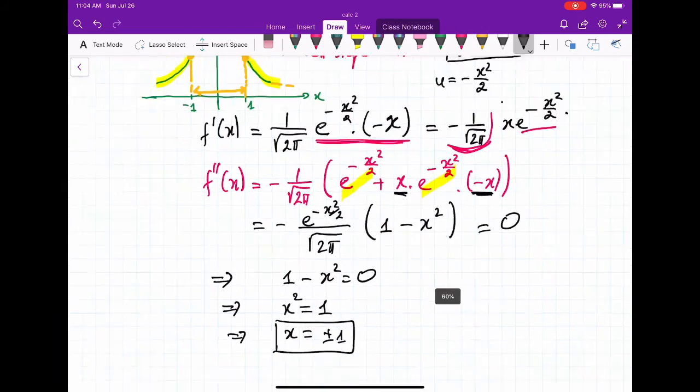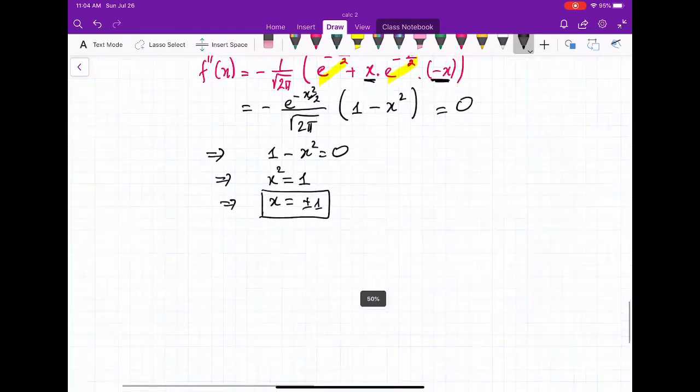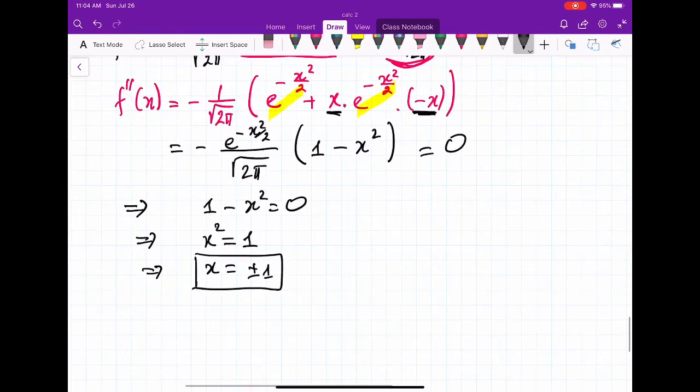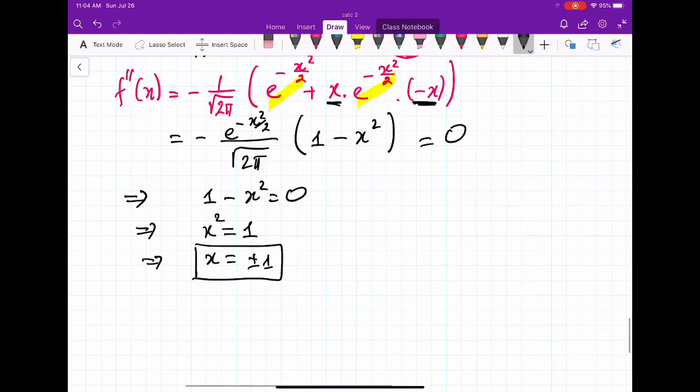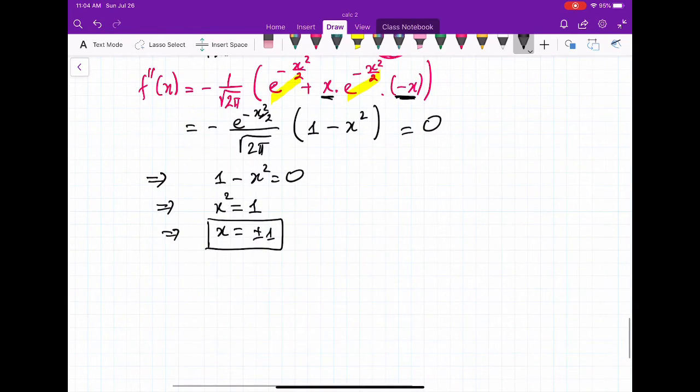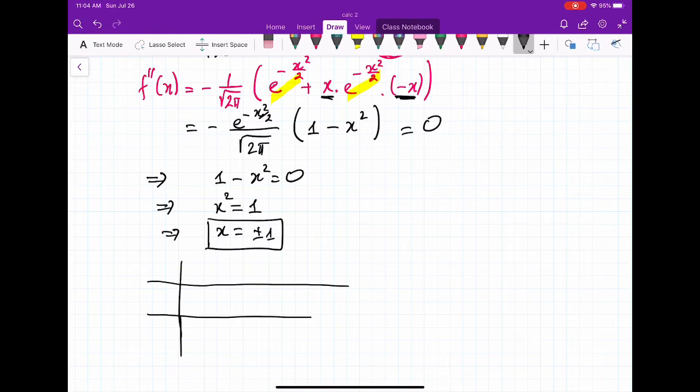And of course, if you want to see, we can make the chart for the second derivative. All right, let's make the chart for the second derivative, right? We see where the function is convex, where the function is concave, x, y double prime, and y in here. The function is defined everywhere. So I have negative 1, 1, and positive infinity.